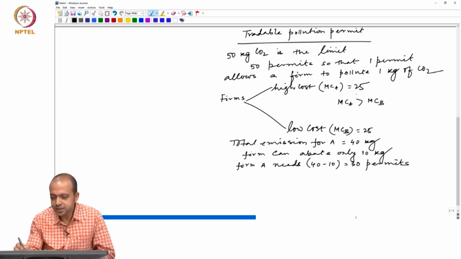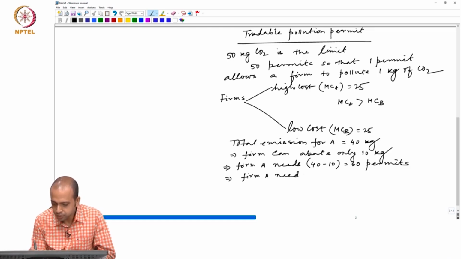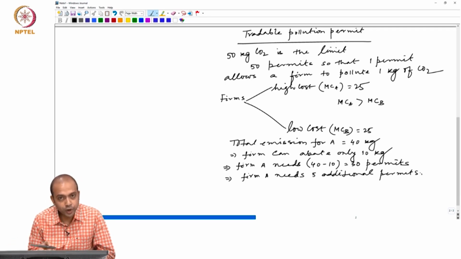But firm A is assigned only 25. So, that implies firm A needs 5 additional permits. From where will these 5 additional permits come?